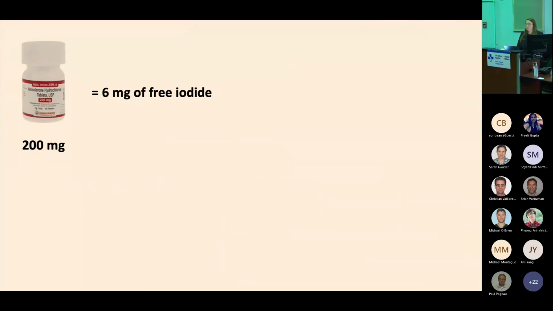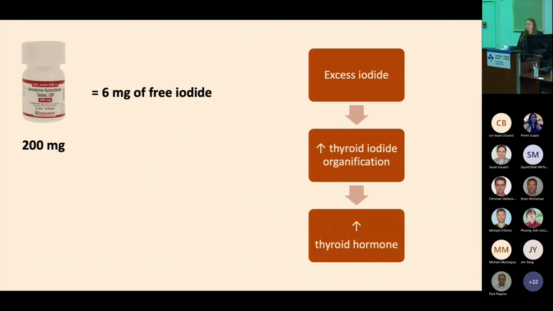As has already been mentioned multiple times, iodine is an essential substrate to the production of T3 and T4 within the thyroid. In a normal 200 milligram maintenance dose of amiodarone, the equivalent of 6 milligrams of free iodine can be found. The increased presence of iodine can lead to increased thyroid hormone production and overt hyperthyroidism in those who already have a pre-existing underlying hyperthyroid state.